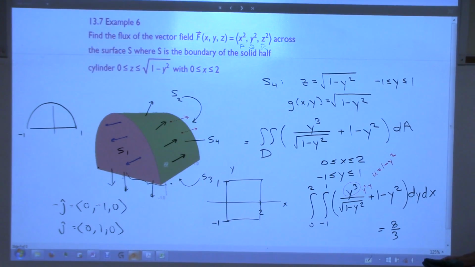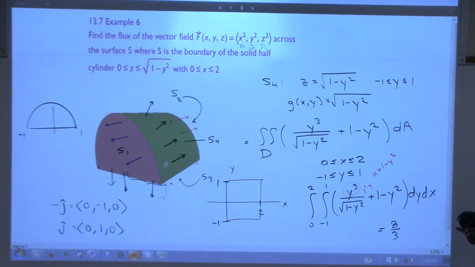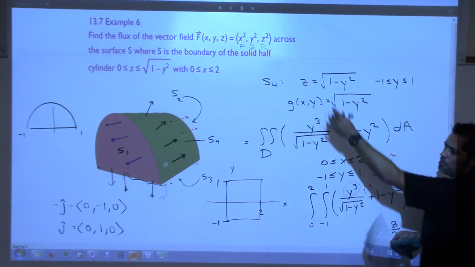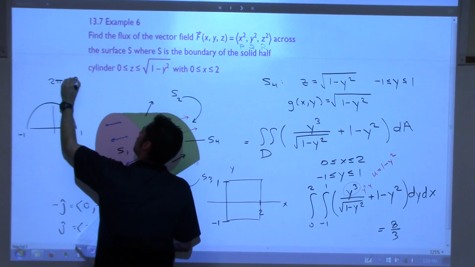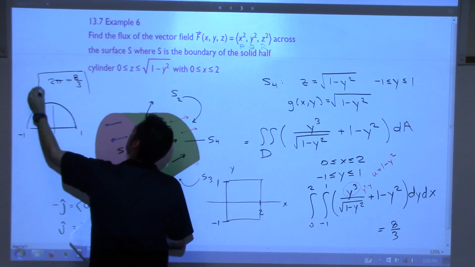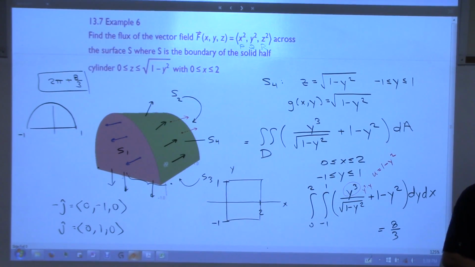So the final result is that the flux of this is the answer from all these surfaces added up, which I think the only other thing that we had that contributed to anything was what, 2 pi? So the final answer to this is 2 pi plus 8/3. That's the flux.